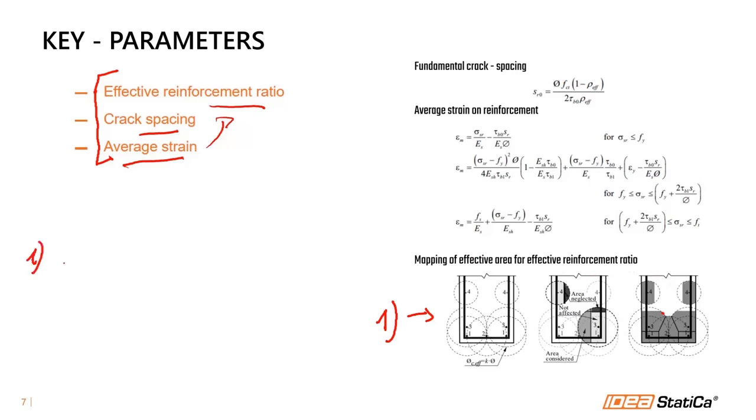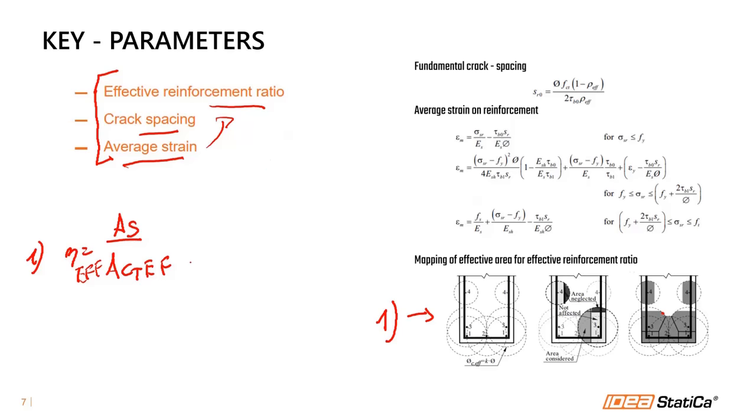So if I just take the calculation of effective reinforcement ratio, this is just the area of reinforcement in general divided by the effective area of the tension in the proximity of the bars. So this is how the reinforcement ratio is calculated.